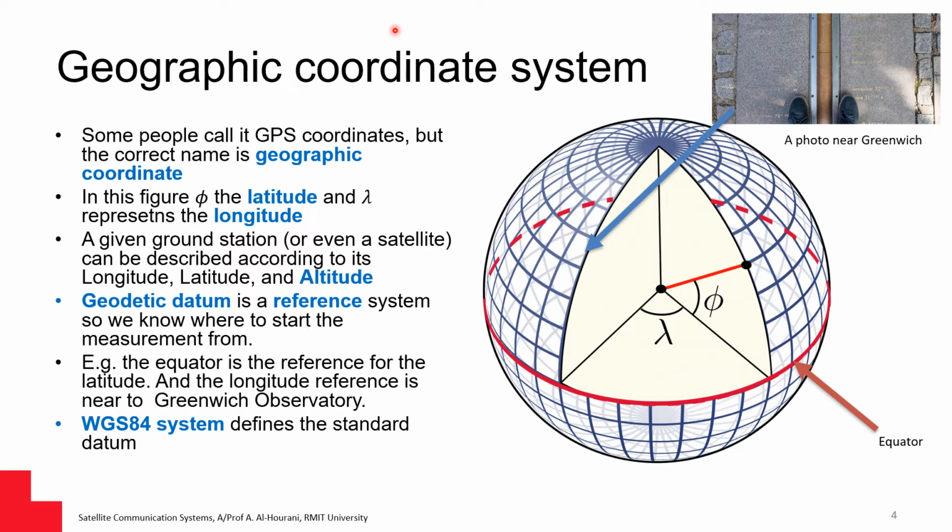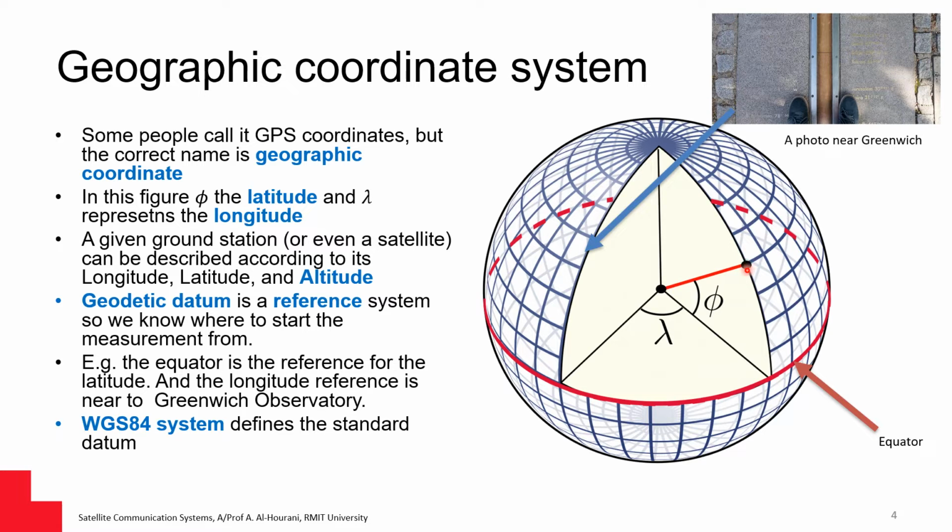We will first start with the most common coordinate system, which some people call the GPS coordinate system. Like someone asking you, what are your GPS coordinates? Well, the actual, or correct, name should be Geographic coordinate system. And the answer would be latitude, longitude, and your altitude. So let's have a closer look at what these three parameters are.